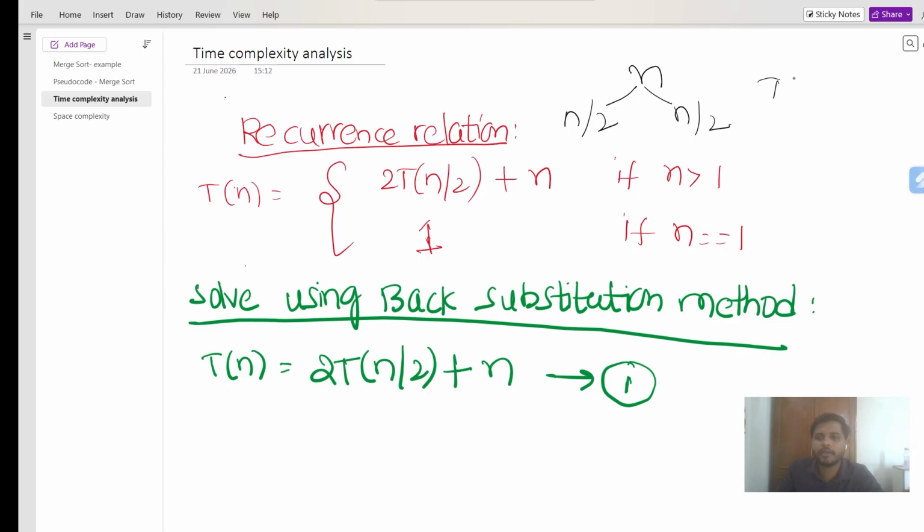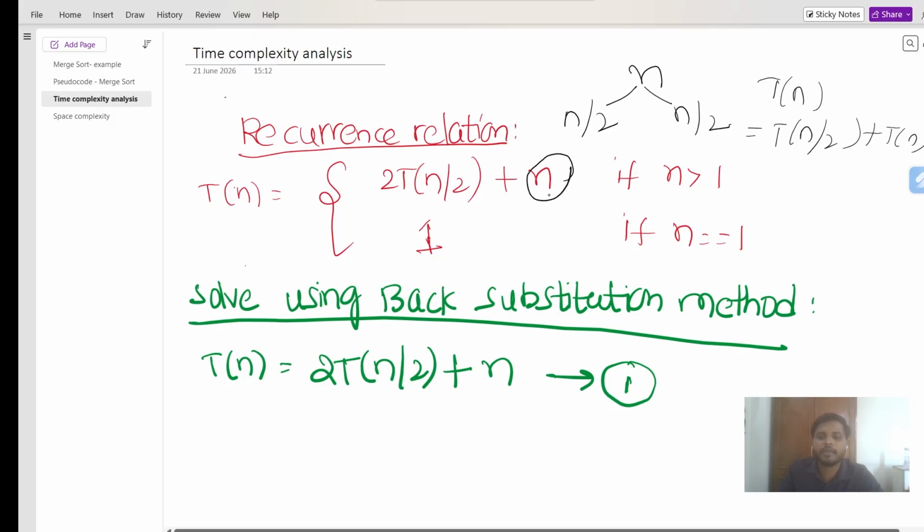So it will be like T of n equals to T of n by 2 plus T of n by 2. What is this plus n here? This is the time taken for the merge procedure. So T of n equals to 2 into T of n by 2 plus n if n value is greater than 1. If n value equals to 1, then time taken to execute that one element will be 1.